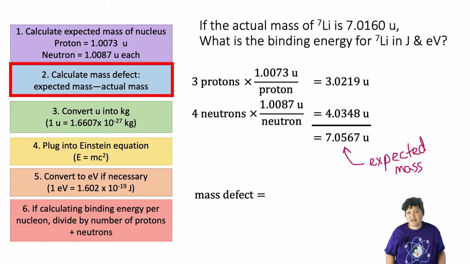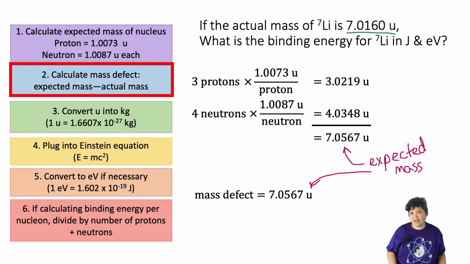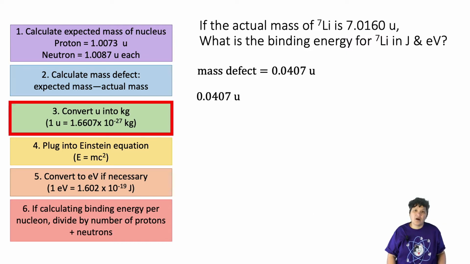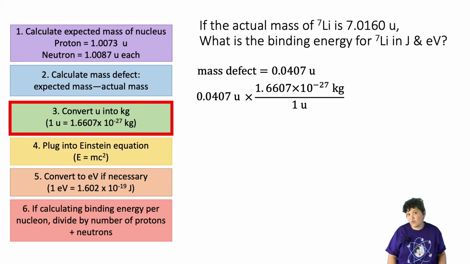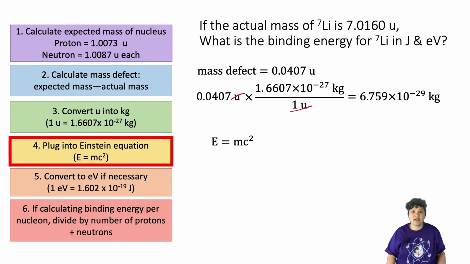Now we calculate the mass defect by taking our expected mass of 7.0567 U and subtracting our actual mass in the problem of 7.0160. This gives us a mass defect of 0.0407 U. Our next step is to convert U into kilograms. We'll multiply by the conversion factor of 1.6607 times 10 to the minus 27th kilograms. Now we have a mass value in kilograms, which we can plug into the Einstein equation. Again, c is the speed of light, 2.998 times 10 to the 8th meters per second. The m is our mass, 6.759 times 10 to the minus 29th that we calculated earlier.